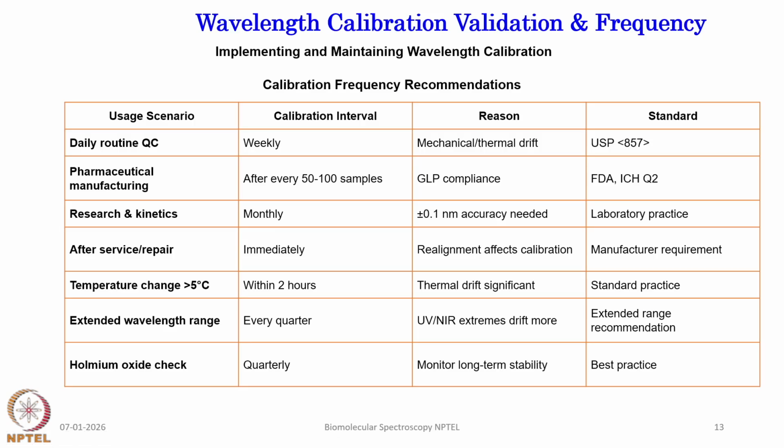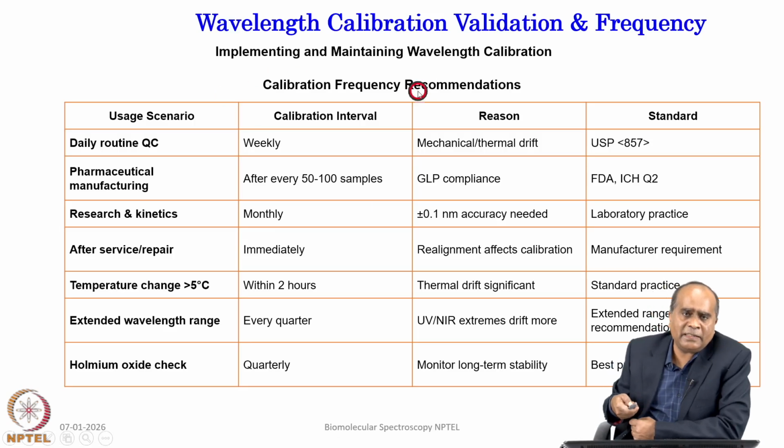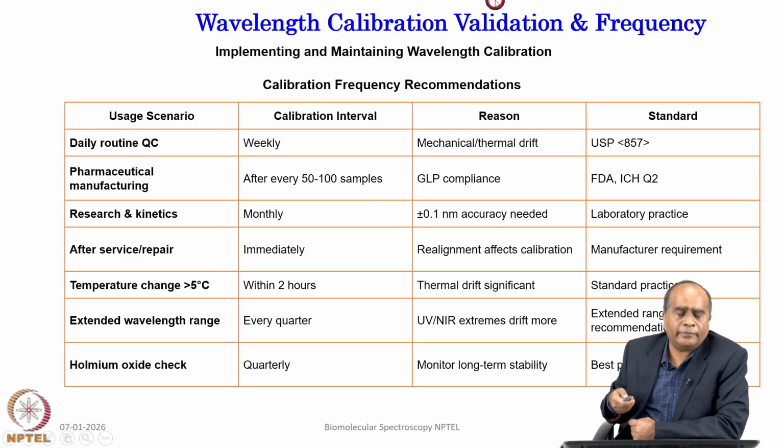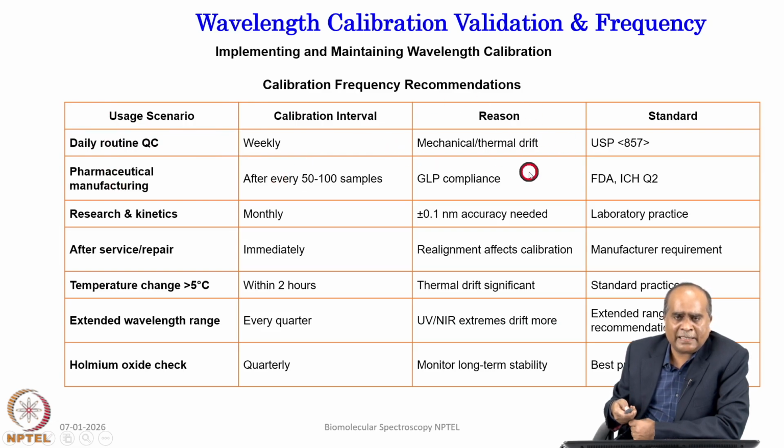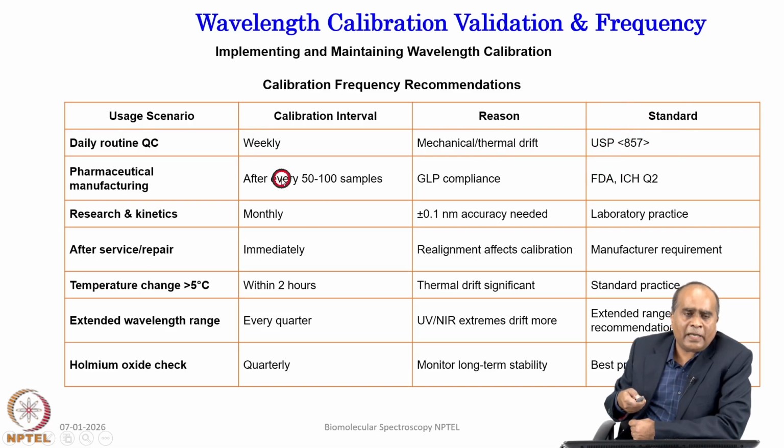So, how frequently should you do this? Implementing and maintaining the wavelength calibration, how frequently should one really engage in it? A daily routine QC, and weekly you check it. The reason is that it can happen because of mechanical or thermal drift. How to calibrate it is given in the USP, US Pharmacopoeia guidelines. When we are working with this instrument in a pharmaceutical setup, like pharmaceutical manufacturing, how frequently should we do it?